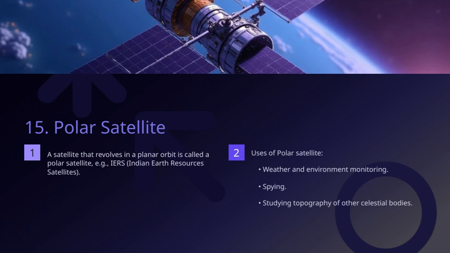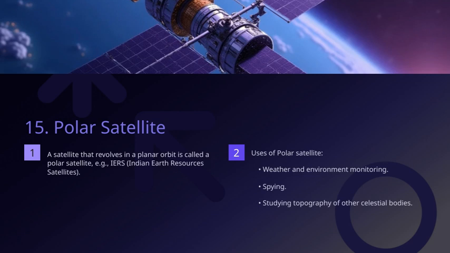Additionally, polar satellites play a vital role in weather and environmental monitoring. They continuously observe the Earth's atmosphere, oceans, and land surfaces, helping us track climate patterns, natural disasters, and environmental changes over time. A key feature of these satellites is their orbit, which is called a planar or polar orbit. This means they pass over the Earth's poles, allowing them to cover the entire surface of the planet over time.